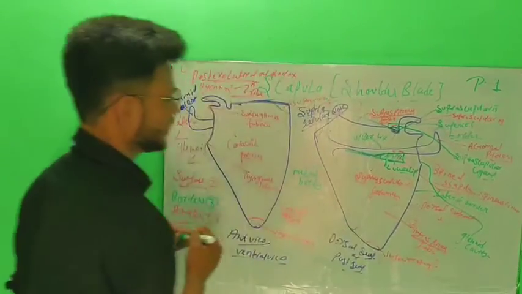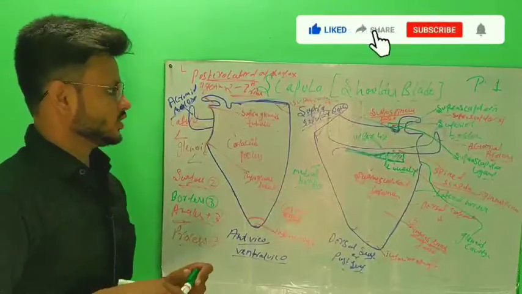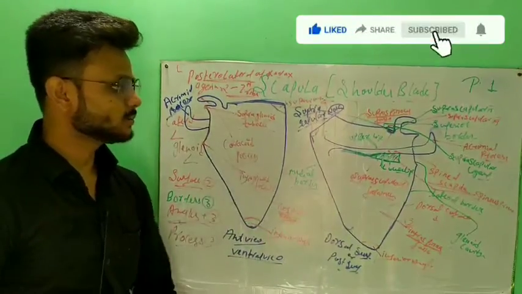This is the glenoid cavity. So this is all about the osteology of the scapula, part 1.